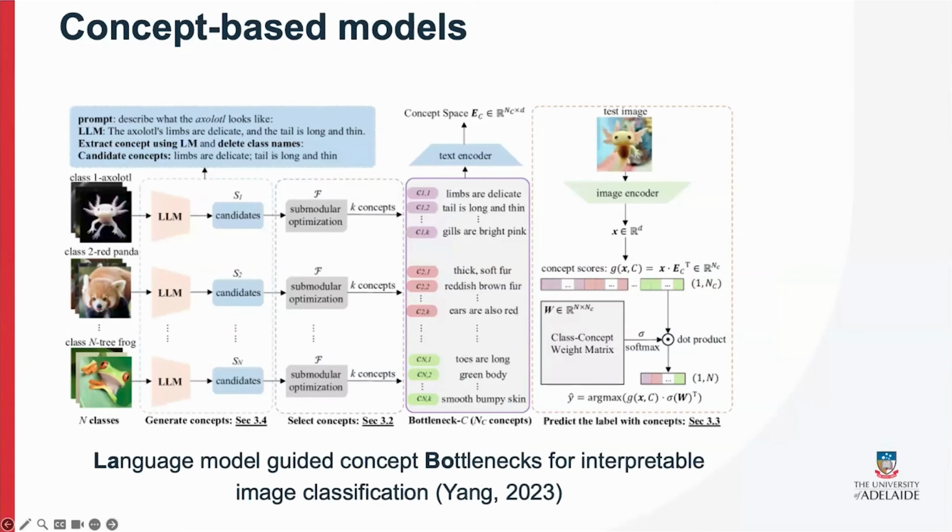Another notable work is LaBO, or language model guided concept bottleneck for interpretable image classification. Here they leverage a large language model to describe the possible concepts of a given class. For example, they use an LLM to describe what an axolotl looks like, and it answers with information showing that these are the concepts for the axolotl, including the limbs are delicate, the tail is long and thin. They do this for all of the classes from the training data and obtain free concept annotation.